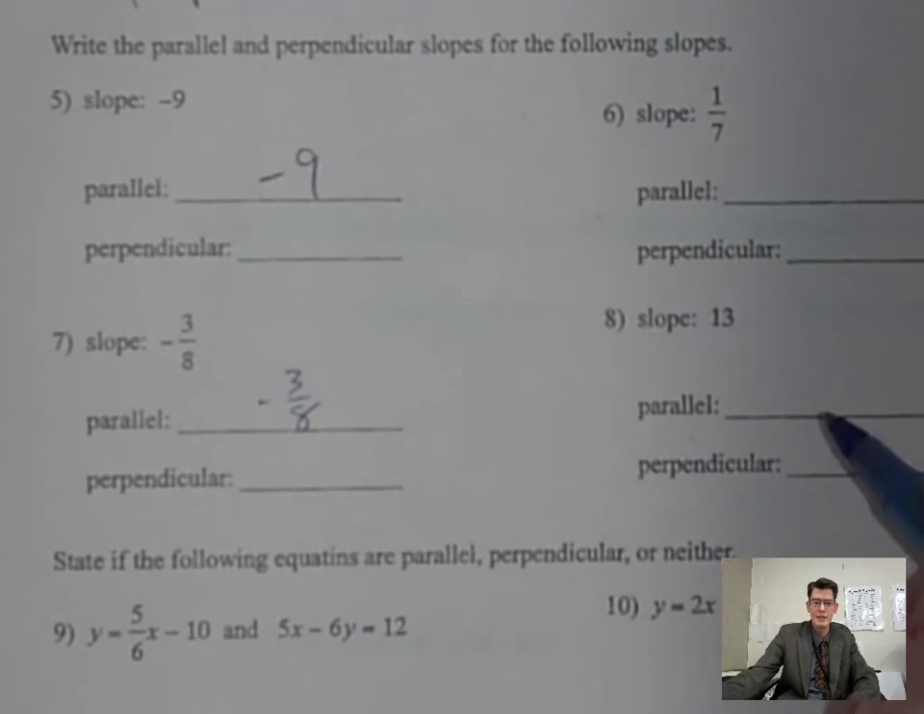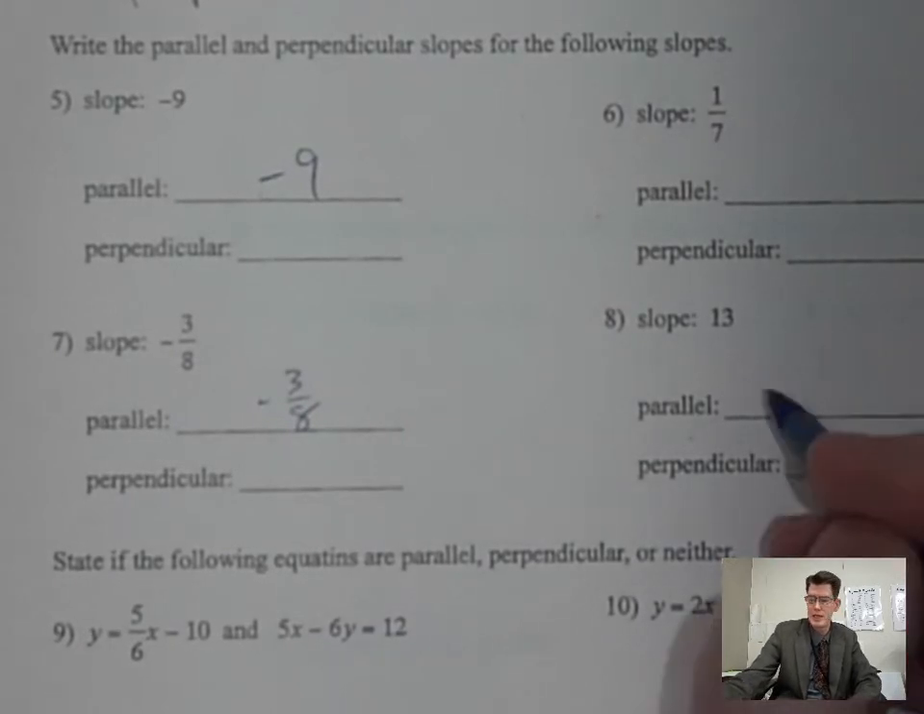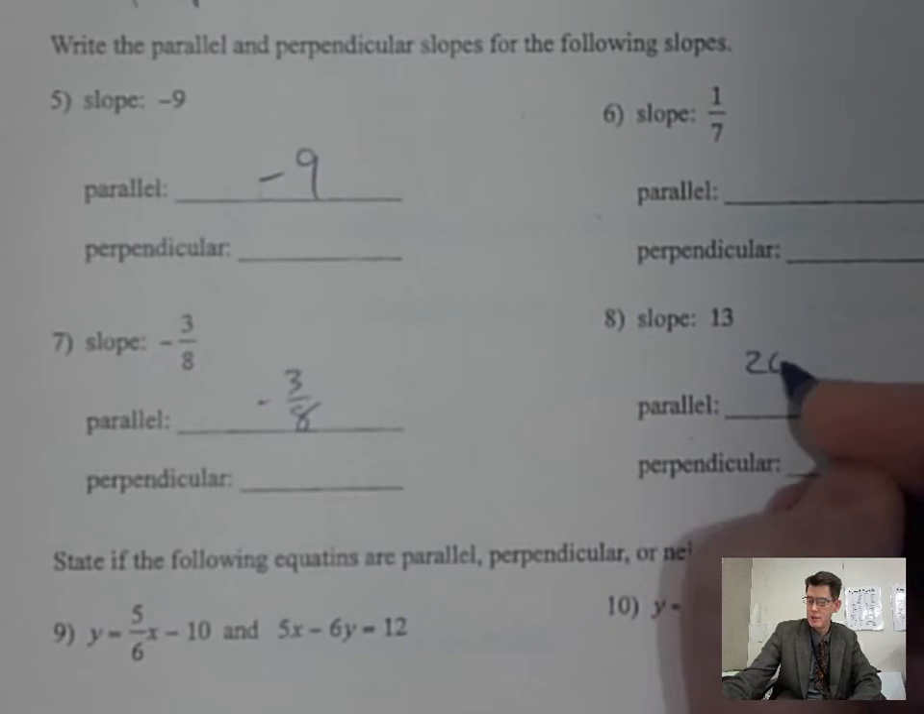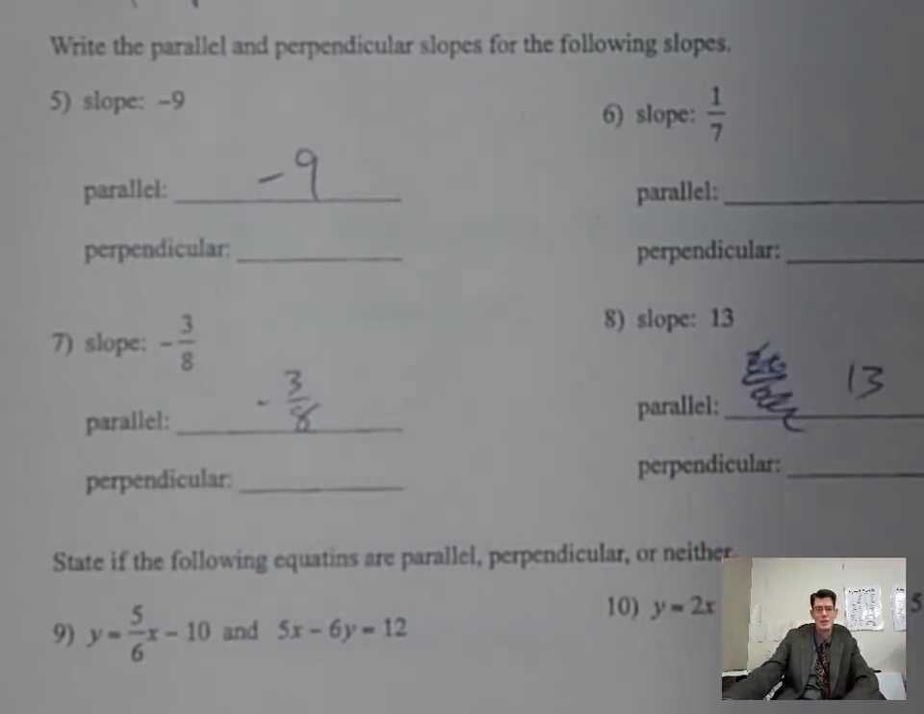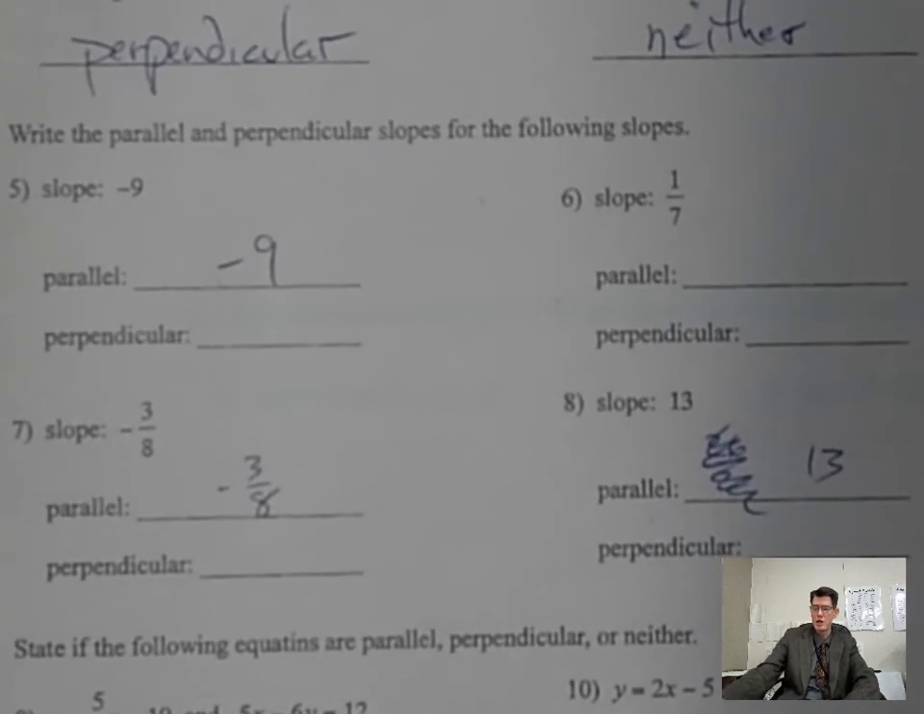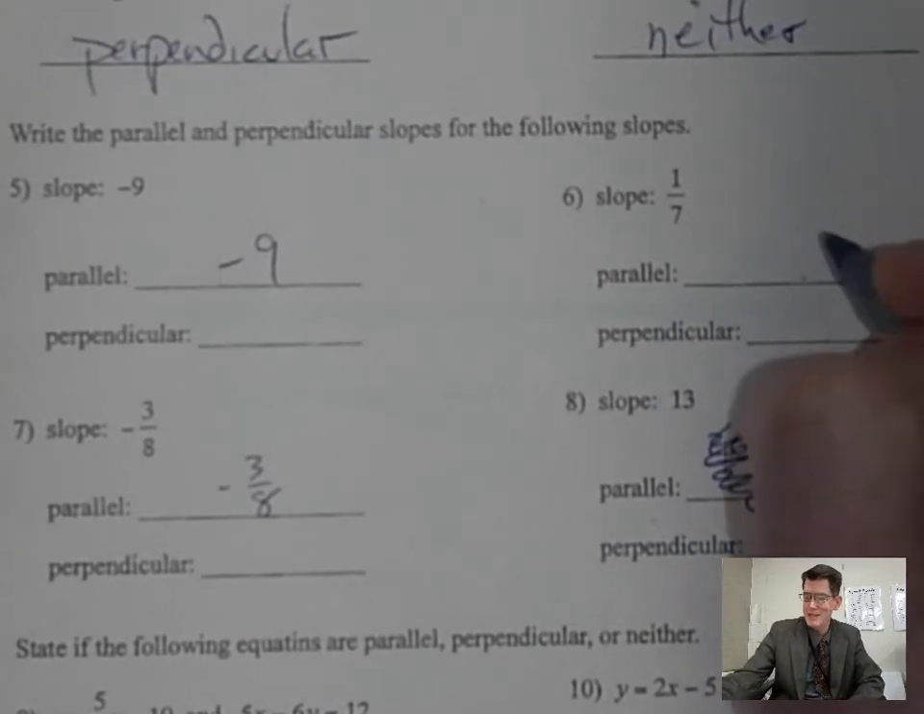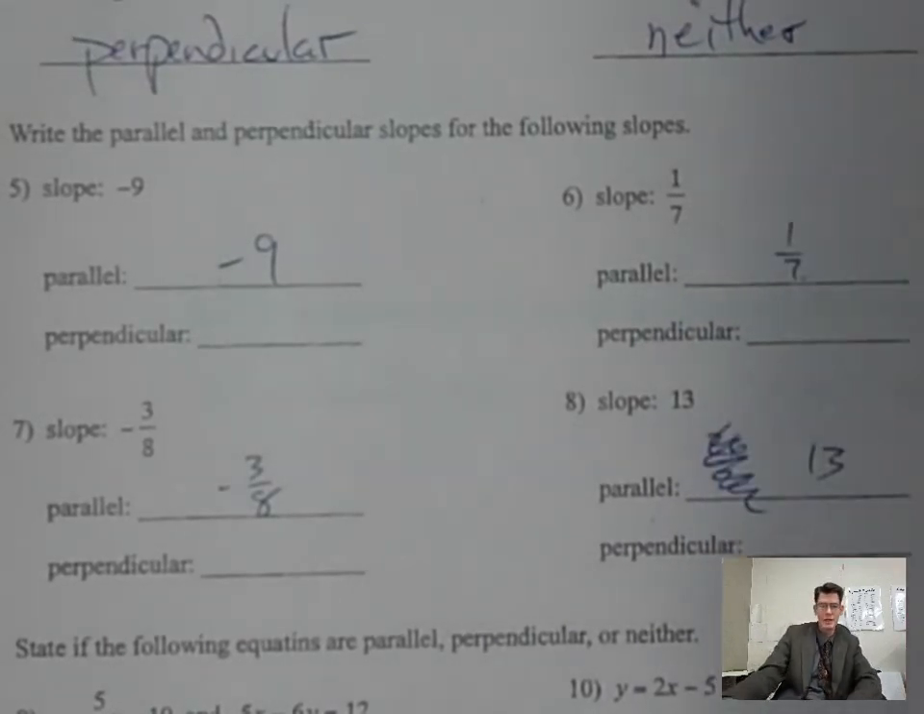Slope 13, let's see, the number that's the same as 13, that would be 26 over 2, or 13, I'm teasing you, 13. Slope 1/7, as long as you put a number here that's the exact same number as 1/7, you're getting it right. Don't make more work for us though, that's just me trying to be funny.